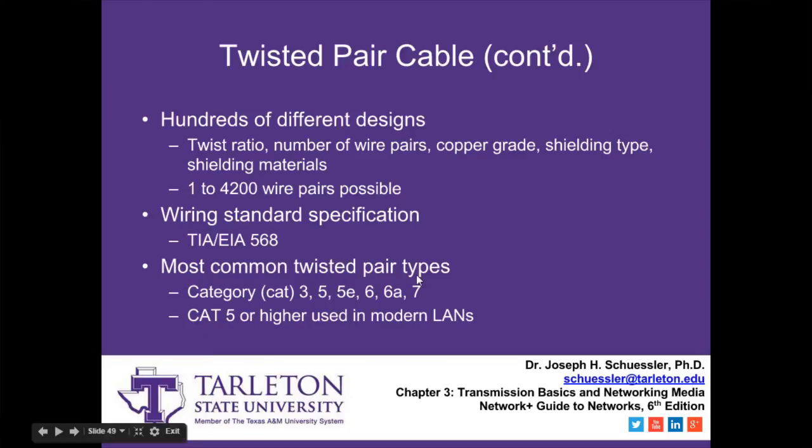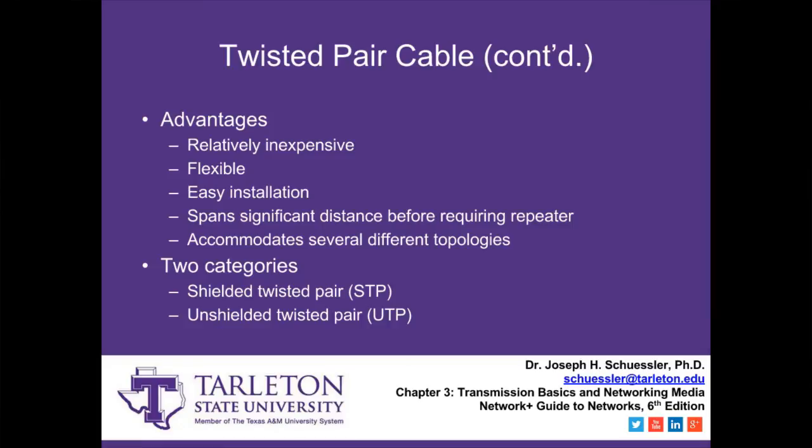Most common twisted pair types: categories 3, 5, 5E, 6, 6A, 7. I do not want to see anything less than 5E and probably nothing less than 6. These are really more phone grade, and if we're talking about 10 megabit networks, 5 may be fine, but we really should be focusing on higher level cat cables. The advantages of twisted pair: it's one of the cheaper alternatives, and it works extremely well. It's very flexible, with easy installation. You can get pretty good distances with it without requiring a repeater, and it accommodates several different topologies.